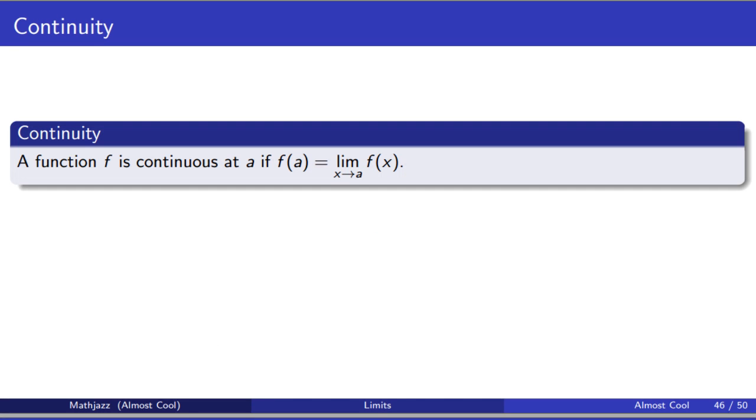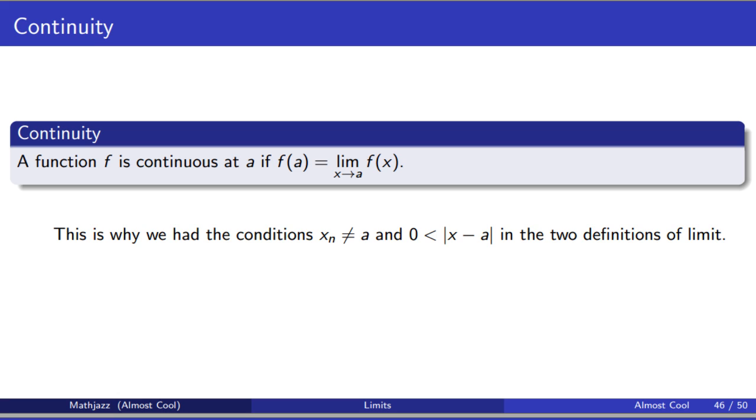The definition of continuity is: a function f is continuous at a if f of a equals the limit as x goes to a of f of x. That is, if the limit of the function at a is equal to the value of the function at a, then f is continuous.